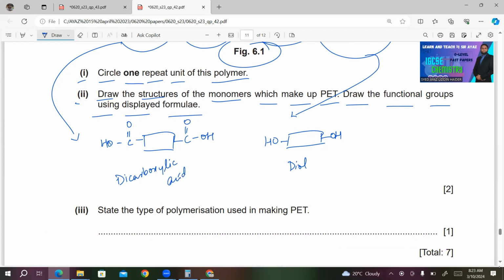Number 3, state the type of polymerization used in making PET. It's condensation polymerization.